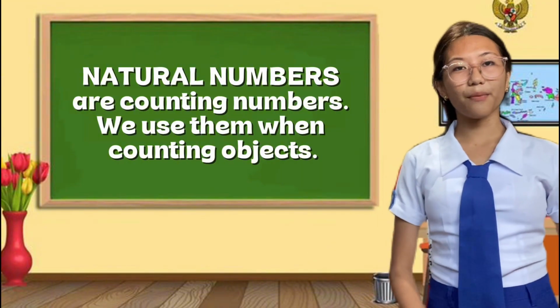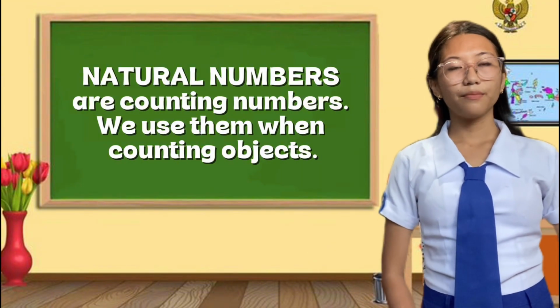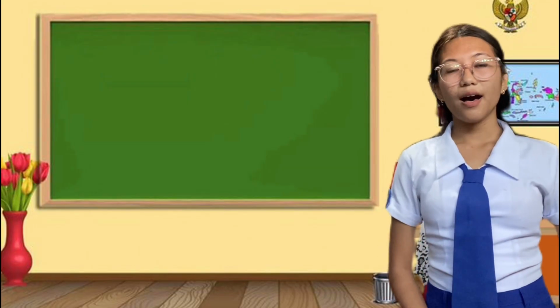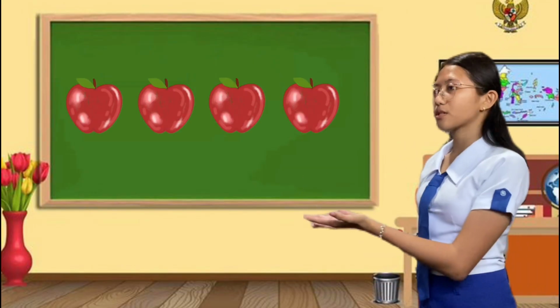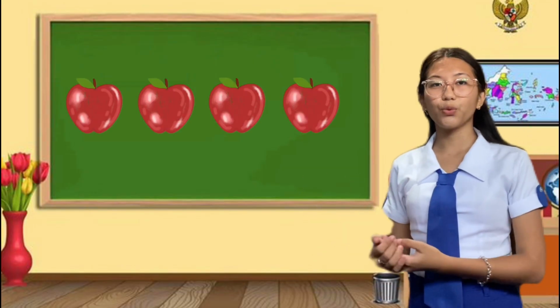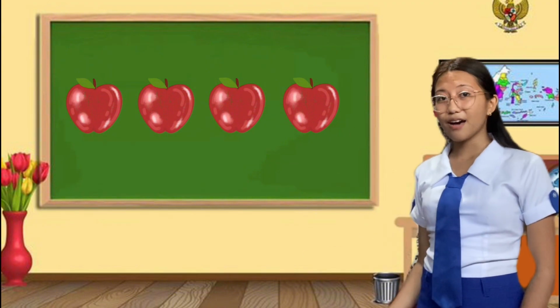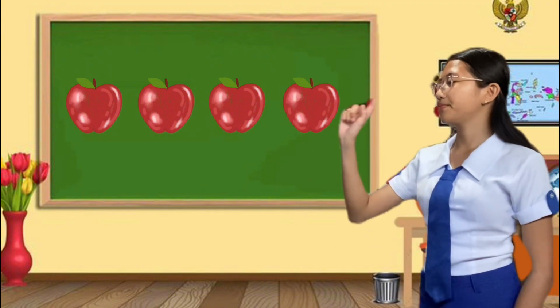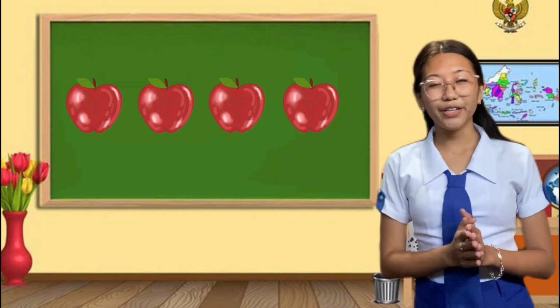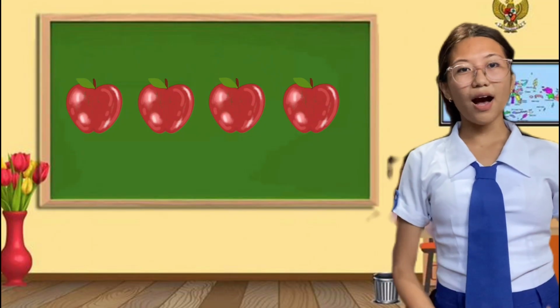Natural numbers are counting numbers. For example, I have here apples. How many apples do we have? Please count. Very good. We have 4 apples.